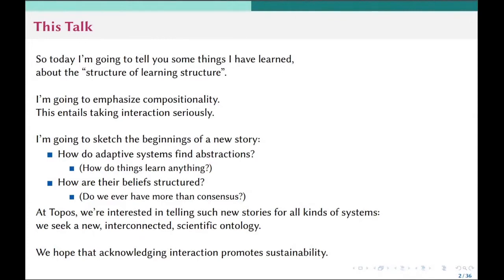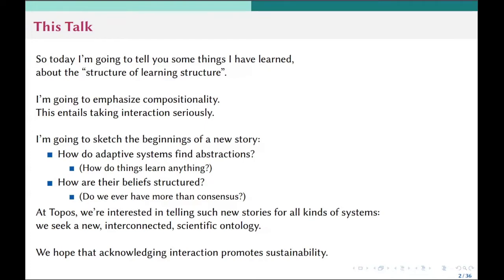I'm going to emphasize compositionality, and that really means taking interaction very seriously. And so I'm going to sketch the beginnings of a new story in fields like computational neuroscience, effectively a kind of cybernetic story, to answer questions like, how do adaptive systems find abstractions? How do things learn anything? How are the resulting beliefs structured? And do we ever have more than consensus?